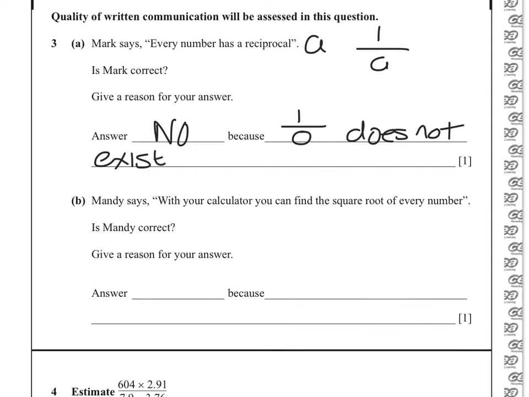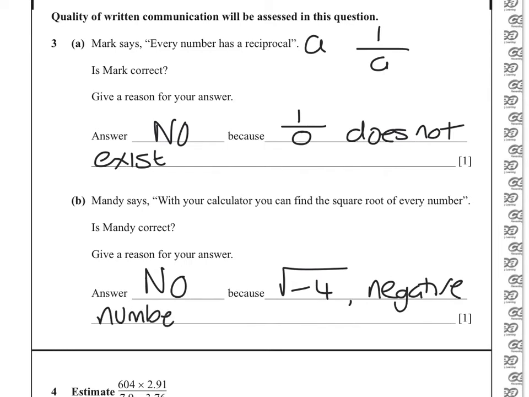Mandy says, with your calculator, find the square root of every number. Is Mandy correct? No, because you cannot find the square root of -4. So negative numbers do not have a square root.